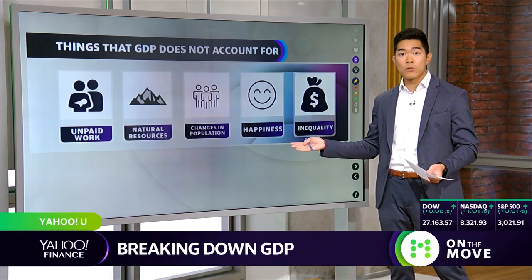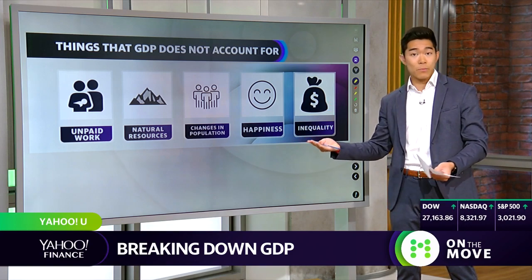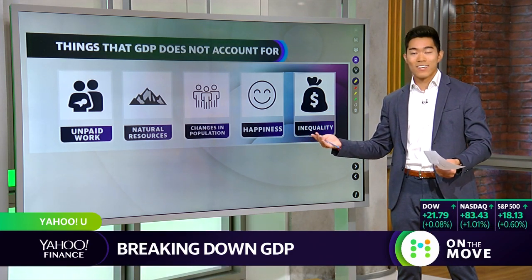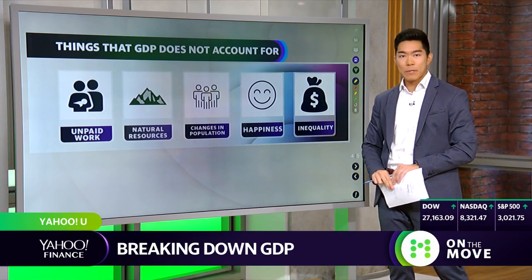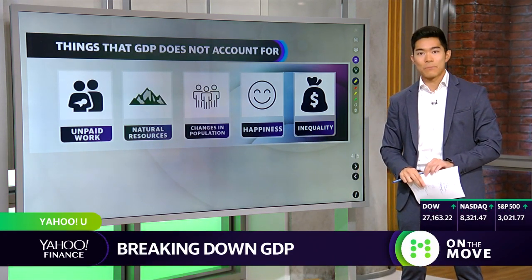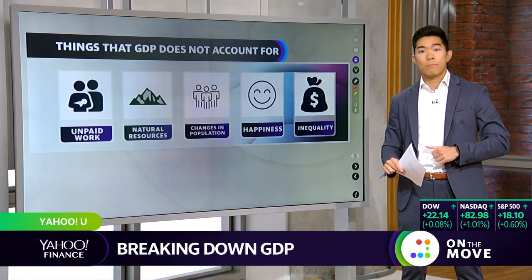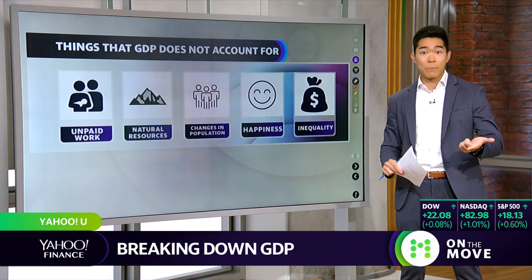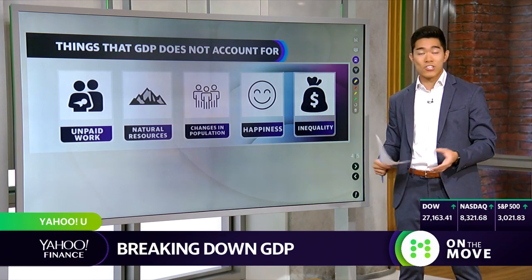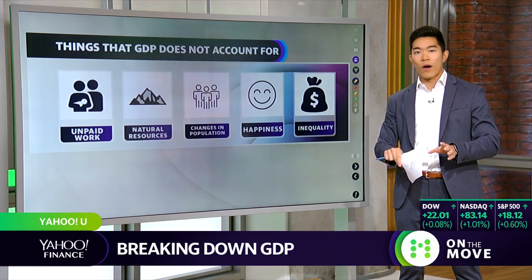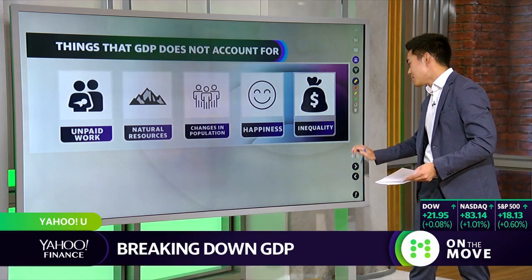You also have changes in population. So in the aggregate, GDP might be increasing, but that could be just because there's more bodies to help produce things. The fourth thing is happiness. So yes, there could be more GDP, but that doesn't necessarily mean that people have better health or that people are having better living wages. And the last thing, it kind of tied into that, it's inequality. So yes, GDP is increasing, but how do we know that all that wealth isn't concentrated at the top?